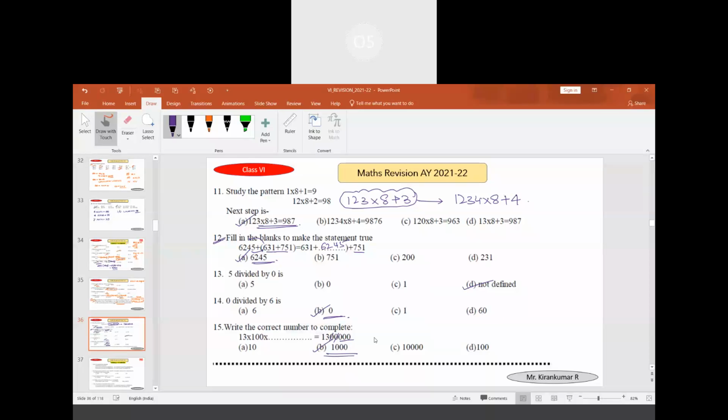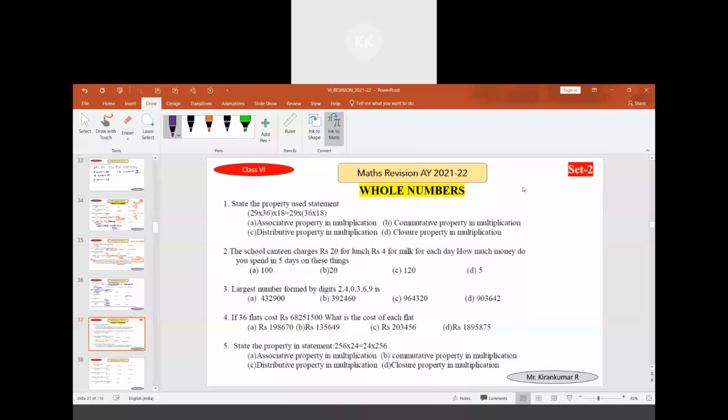Now we are in the set 2, second set. Question 1. State the property used in the statement. Look at this. 29, 36 and 18 are there, and the multiplication is rearranged. What is this property called as? It is called commutative property of multiplication. A into B into C, if it is there, it is same as A into B, then multiply to C.